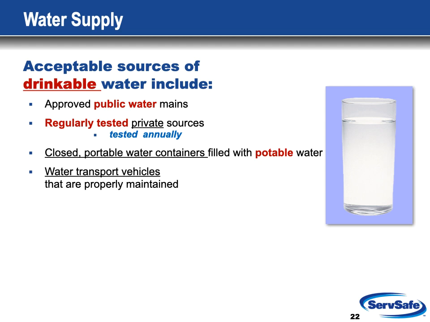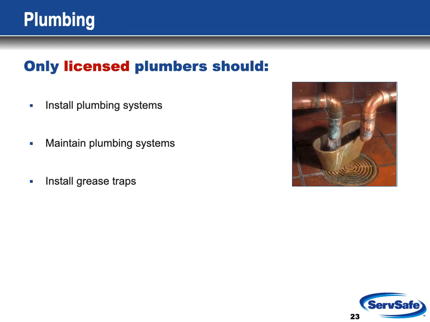This water can come from public water mains or private sources that are regularly tested. Establishments can also have closed potable water containers filled with potable water or properly maintained water transport vehicles. Only licensed plumbers should be installing and maintaining plumbing systems or installing grease traps.